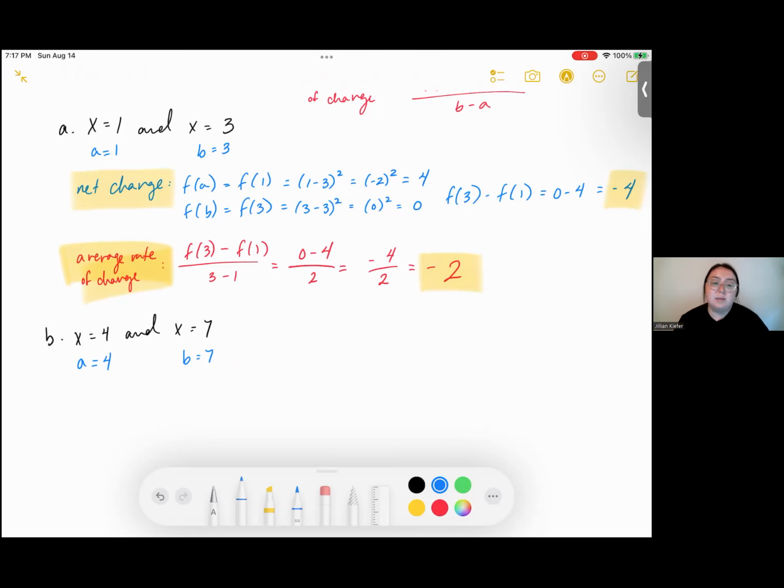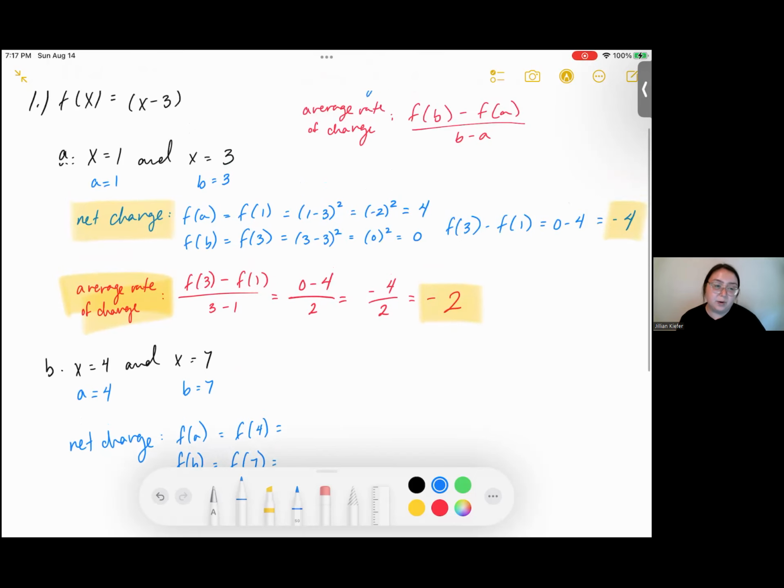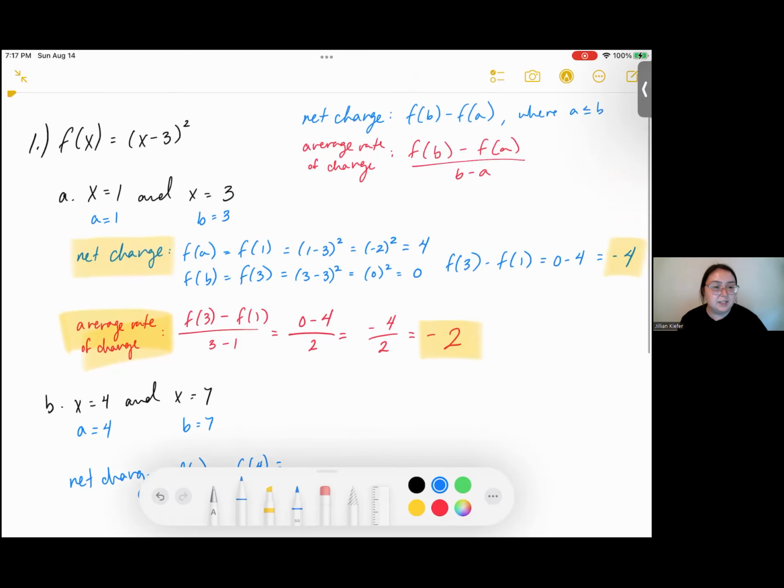So A is 4, B is 7, and now we're going to calculate our net change. Just like before, we've got f of A and f of B, where f of A is f of 4 and f of B is f of 7. So now we can go ahead and fill these out within our function. So for f of 4, we're replacing x in our function with 4. We can see our function there.